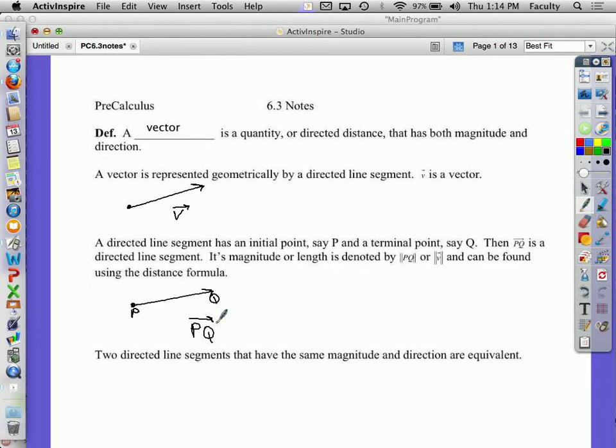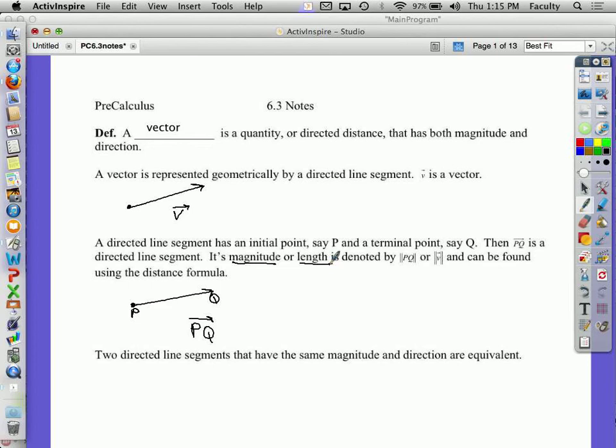And I want to point this out. Today you're going to get a lot of vocabulary. It's going to be a little bit of an overload for you. And you're going to want to take time and read through your notes, reread your notes, maybe even twice, to try to get all the vocabulary down. Magnitude in physics is another way to say length.